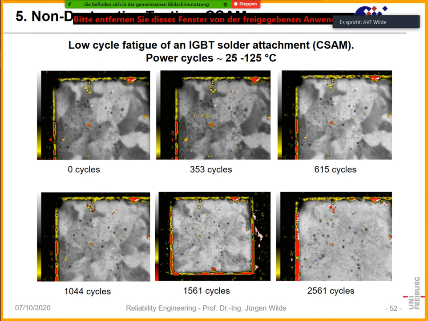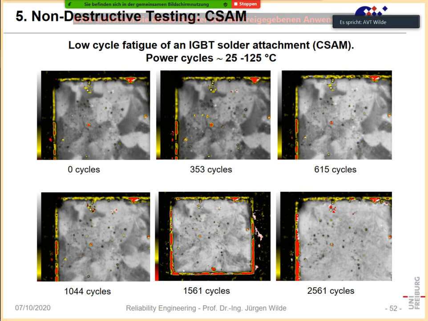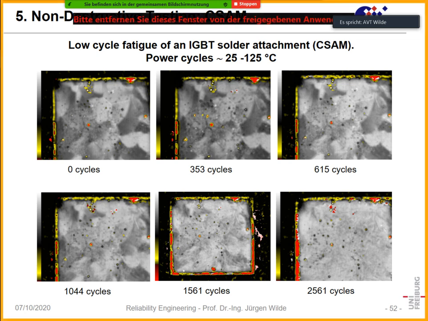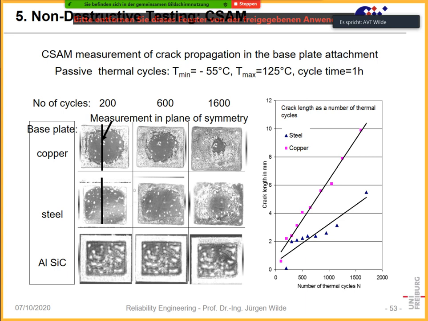For instance, here we had cycles up to 125 degrees centigrade, and then we could see that from the border of the interface, so that was just looking at the solder, we suddenly see that there are defects, and that these defects are growing a little. So it's still not so strong after 1,500 cycles, but still you can see an effect. The defects are growing.